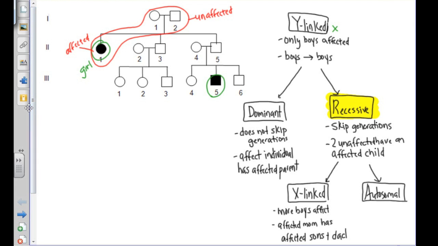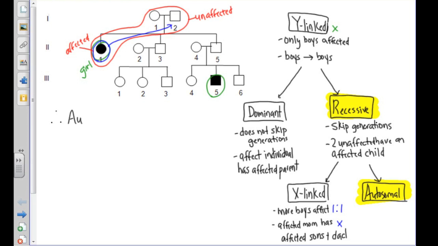If we go back and take a look at the pedigree, it doesn't show us if more boys are affected. There's one affected boy to one affected girl. So we need to check our second condition. The second condition says that an affected mom, so the affected girl number 2,1, must have affected sons or an affected father. If we go back up and look, she does not have an affected father. Therefore, the second condition is not true as well. So by default, this pedigree shows an autosomal recessive pattern of inheritance.